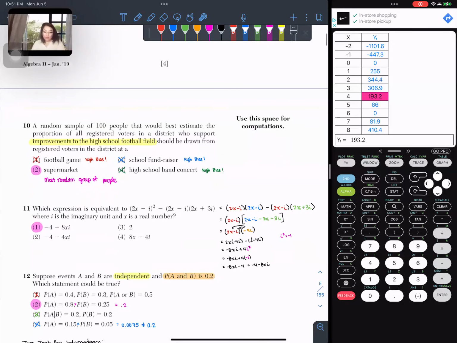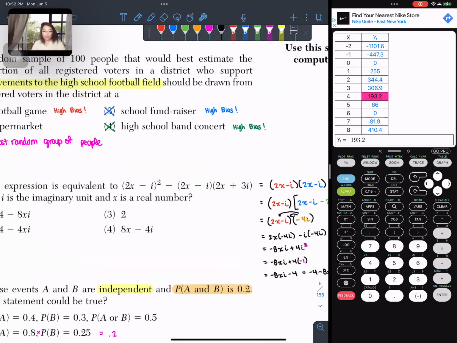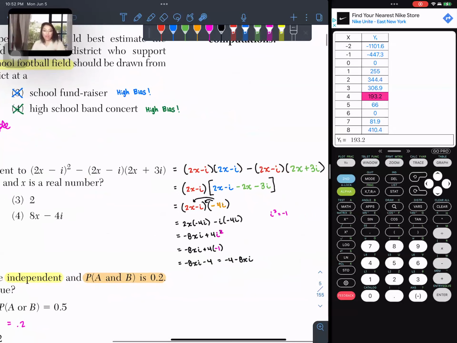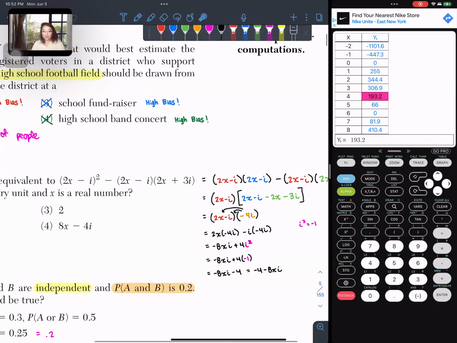Number 11 is one of those questions where I saw a lot of you just multiply them out, but what you could have done is GCF it out. Notice that they both share 2x minus i, because when you factor it out, what you're left with is negative 4i, and that's so much easier when you're distributing. And it just simplifies to negative 4 minus 8xi.